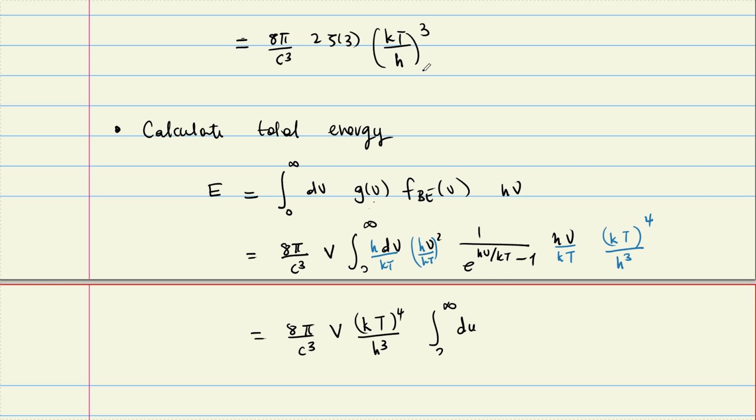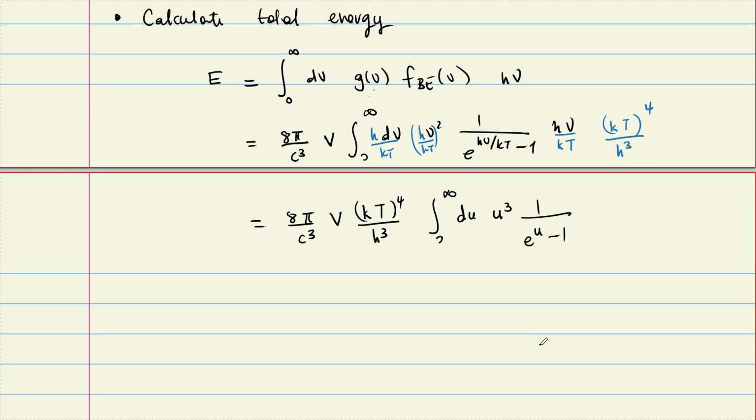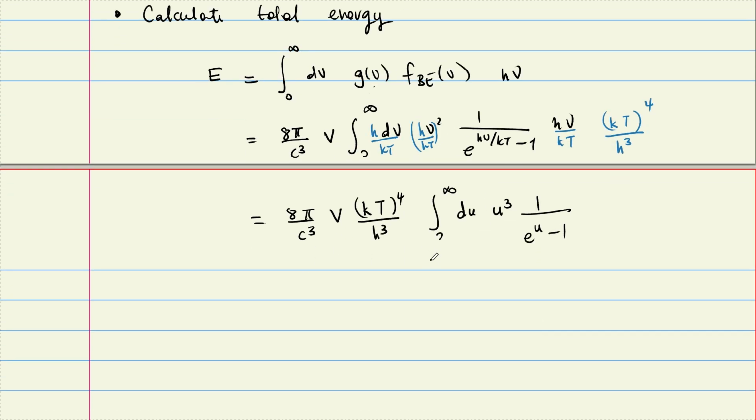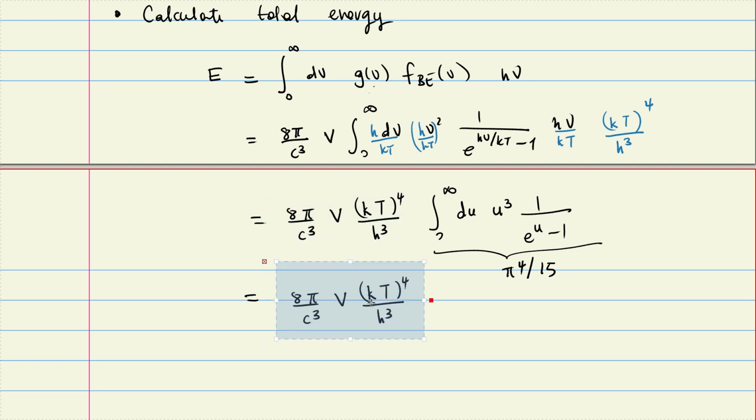Now the previous one was u squared, this is u cube over e to the u minus 1. Again, if you put this in Mathematica and calculate this, it also gives you the result in no time, and the result is what? Pi to the 4th divided by 15. Pi to the 4th over 15, right?